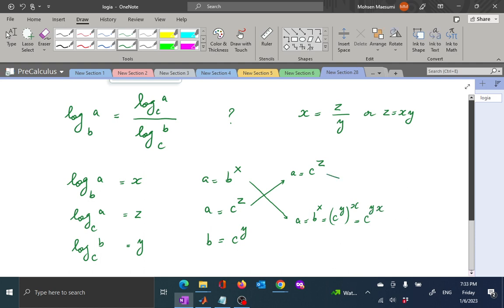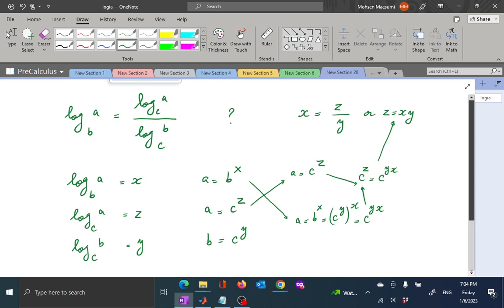Now let's set both of these, which are expressions for a, equal to each other. C to the power of z has to be c to the power of yx. The only way this happens is that the exponents are the same, that is z is equal to xy, which is what we are saying here. A bit convoluted perhaps, but that's how it goes.